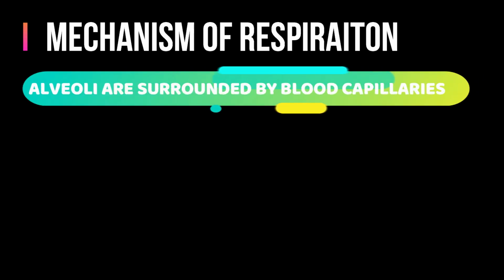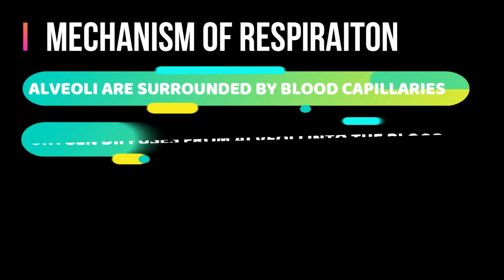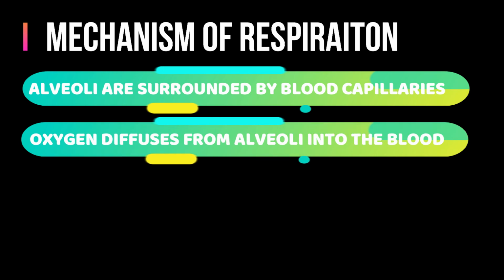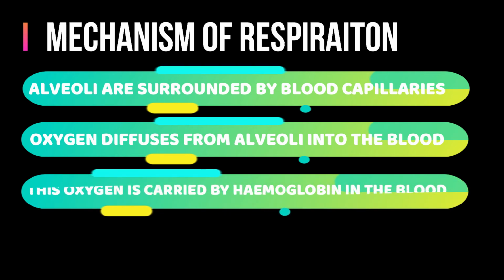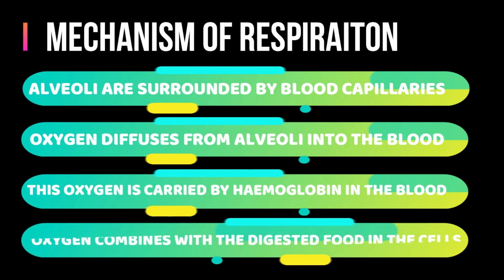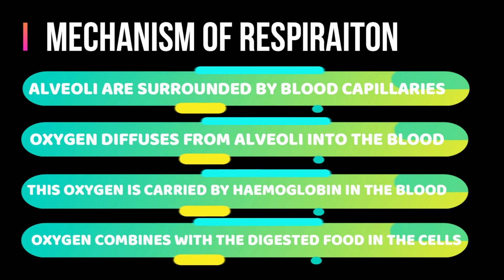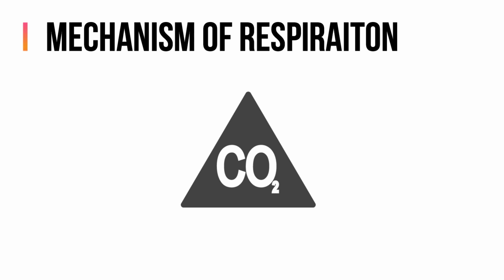The alveoli are surrounded by thin blood vessels called blood capillaries. The oxygen of the air diffuses out from the alveoli into the blood. This oxygen is carried by the hemoglobin present in blood to all the cells. In the cells, oxygen combines with the digested food, or we can say the oxidation of the food occurs and releases energy. During this process, carbon dioxide gas is also produced, and it is a waste product for our body. This carbon dioxide diffuses into the blood.